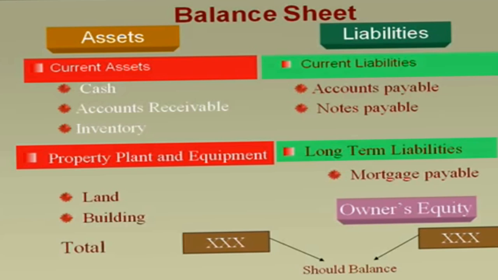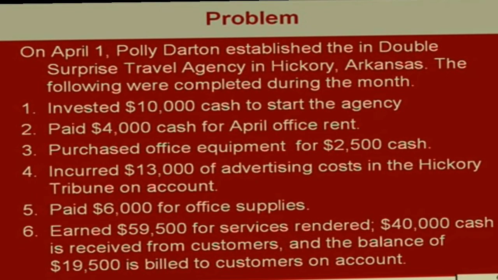Now, let's look at the following exercise. What I'd like you to do is print this out and have it in front of you. On April 1, Polly Darton established the Double Surprise Travel Agency in Hickory, Arkansas. The following transactions were completed during the month. And you can see it in front of you.